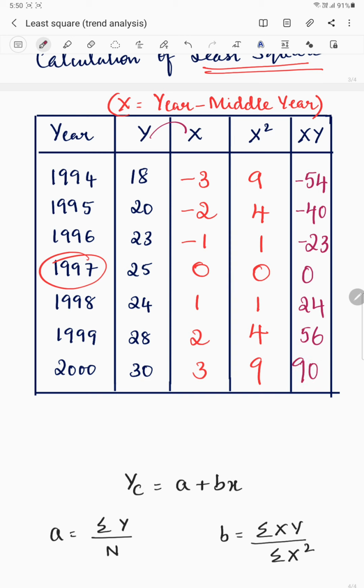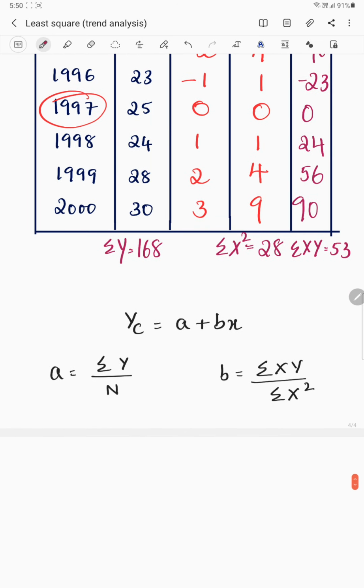Okay, so we have to find summation y, which is the total of all the values in y. You get 168. And then you have summation x square, which is the total of all these values. You get 28. And then the summation xy, which is 53. Okay, now after getting all these values, things will be easy.